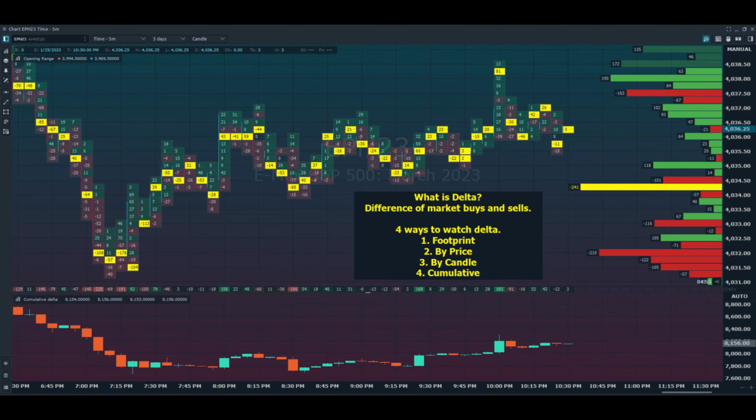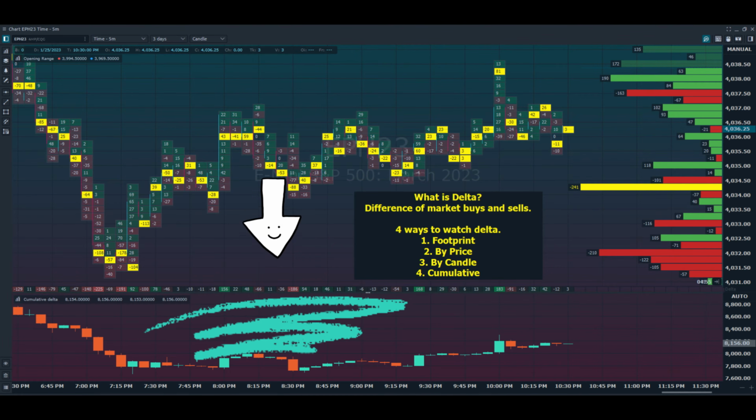Next would be delta by price, and that's what you see here on the right. This is very similar to volume profile. However, instead of volume at each price, we're showing the total delta value at each price for whatever given session that you have it selected for.